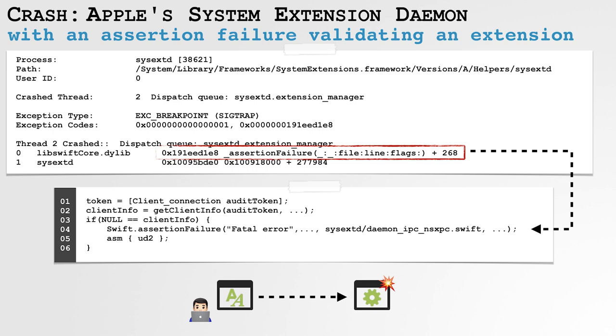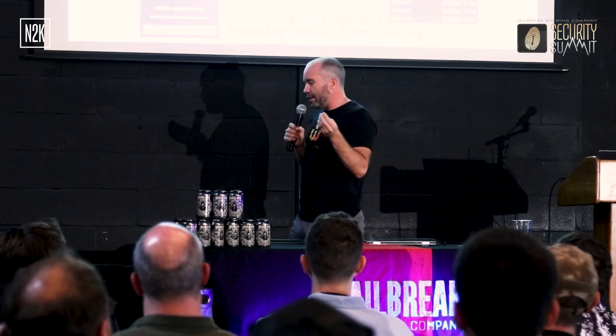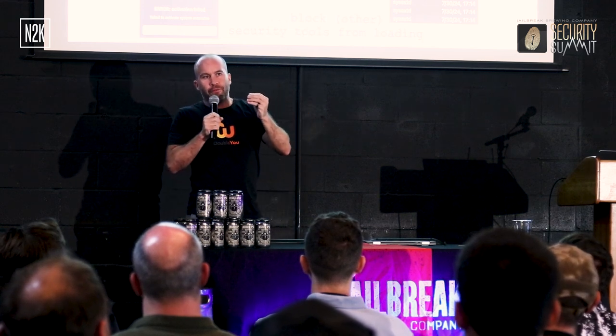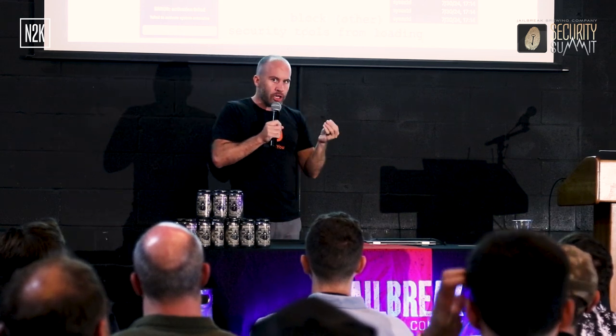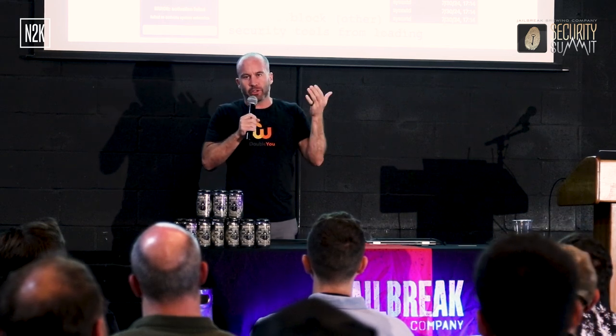But we see the crash occurs in an assertion. I looked into that a little bit more, and basically, in this case, if the client disconnected, it would trigger an assertion, and the way the assertion was handled would be to crash the program. Design decision, maybe not the best. So I looked at where else in the disassembly there were assertion checks that, if they occurred, instead of being handled gracefully, the system extension daemon would just crash.